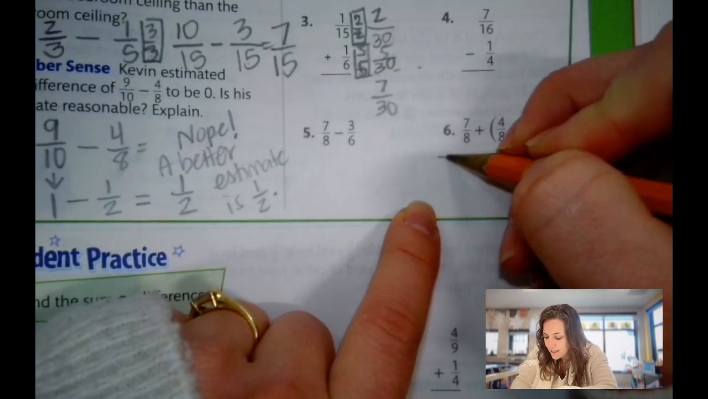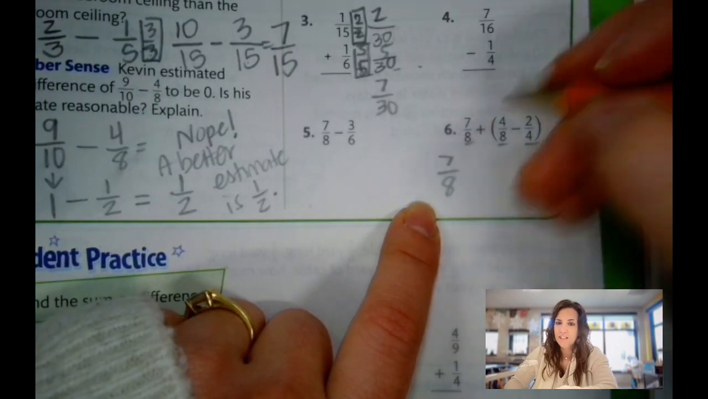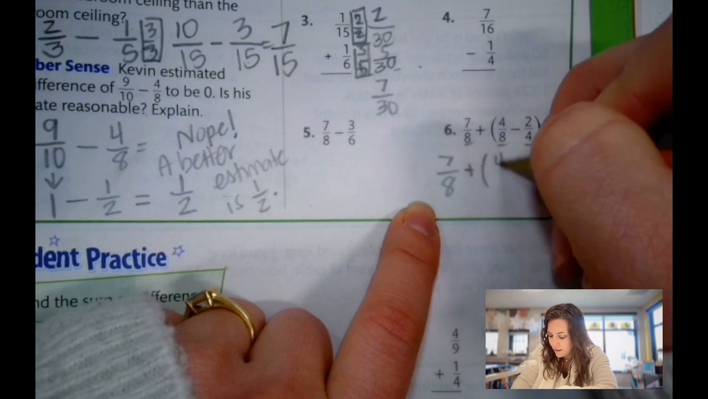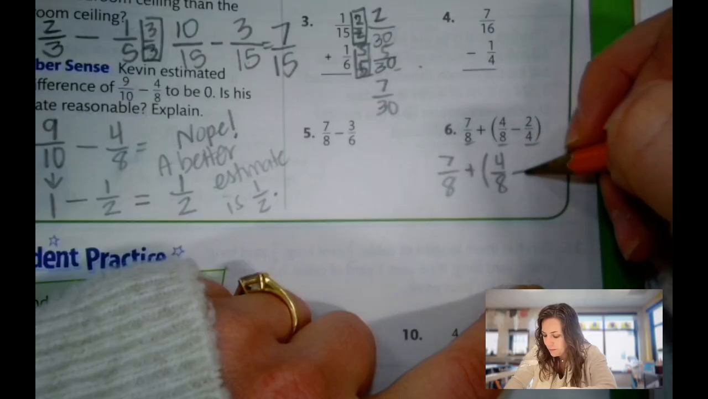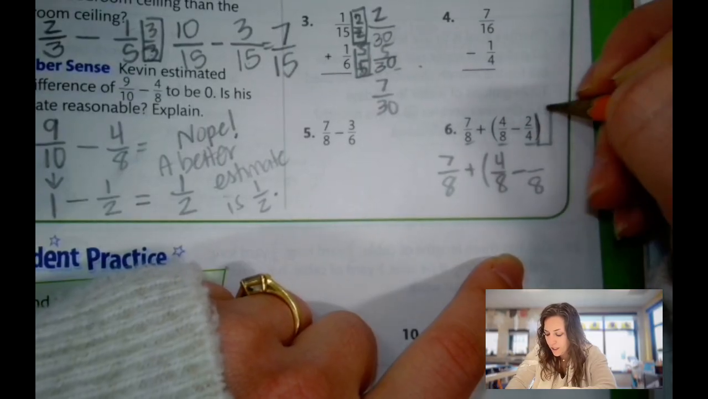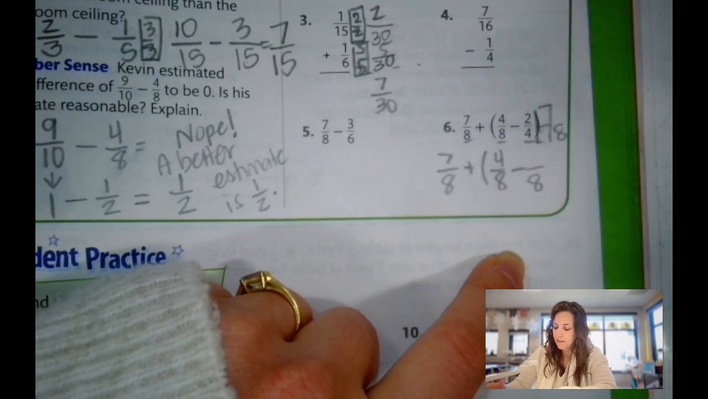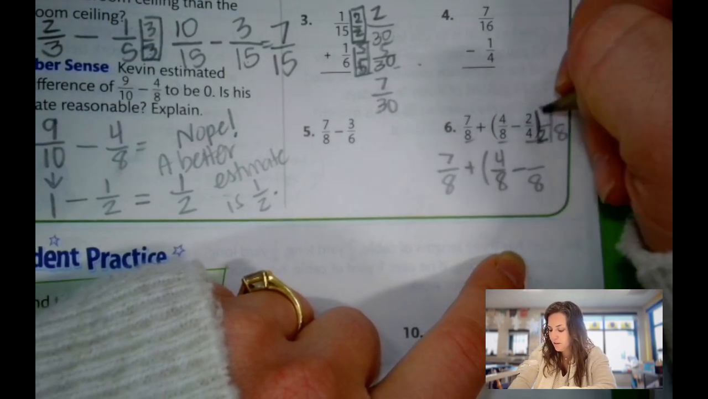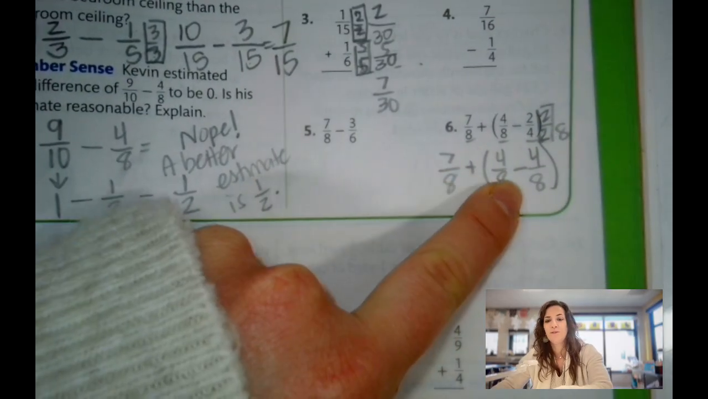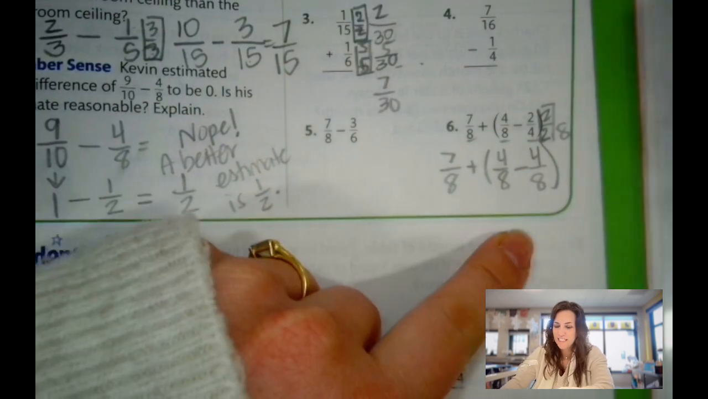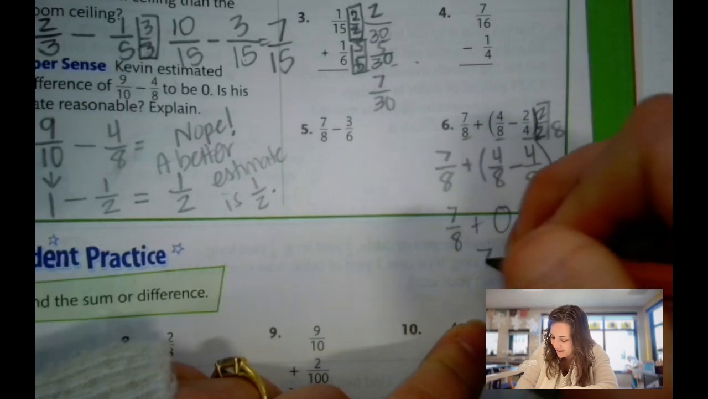But when I'm looking at these, I notice that my denominators are 8ths and 4ths. 4 I can turn into 8. So I'm going to keep the 8ths, and I'm just going to change the 2 4ths. I'm going to subtract it from 8. So how did I go from 4 to 8? To 8. I multiply by 2. So 4 times 2 is 8. 2 times 2 is 4. So now I just have 7/8 plus 4/8 minus 4/8. Well, 4/8 minus 4/8 is 0. And 7/8 plus 0 is 7/8.